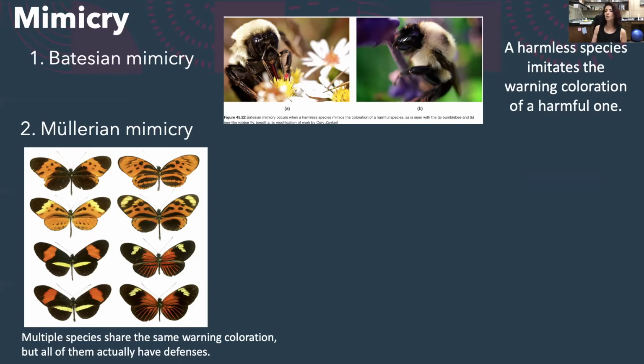Next, we have Mullerian mimicry, and this is when multiple species share the same warning coloration, but actually all of them do have defenses. They might taste bad, they might actually be a little bit poisonous, but they all kind of look similar to each other.